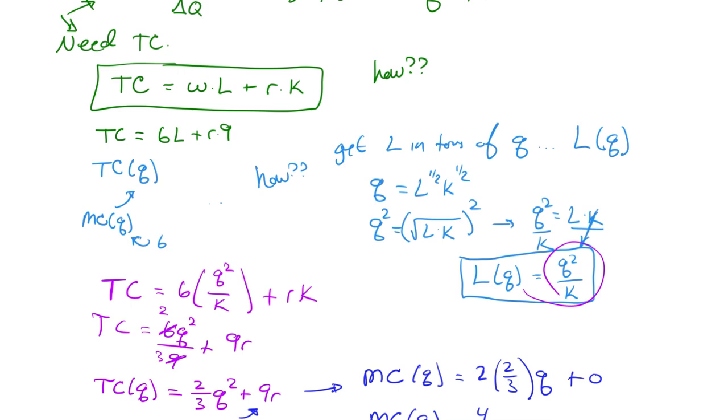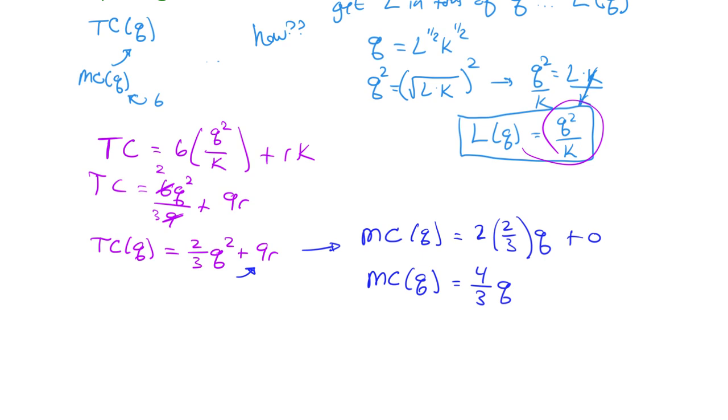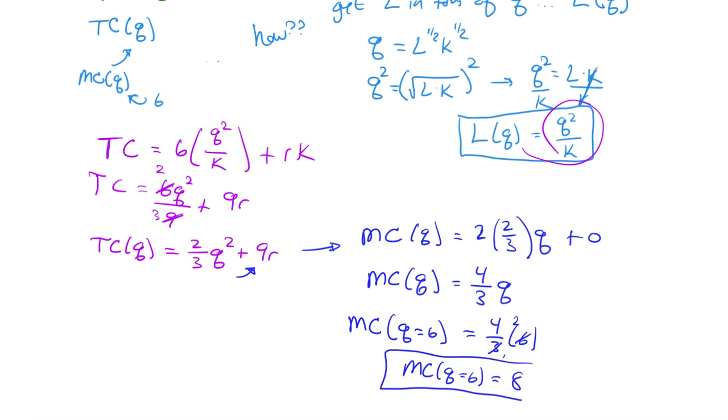And if I scroll up to see exactly what this was asking, remember, this was asking us marginal cost of production when the firm is producing 6 units of output. So Q equals 6. I go back down here. I already have this. I want to now find my marginal cost when Q is equal to 6, which means it's going to be 4 over 3 times 6. The 3 and the 6 will cancel to become 1 and a 2. So my marginal cost when Q is equal to 6 is going to equal 8. That's how you would solve this type of question.